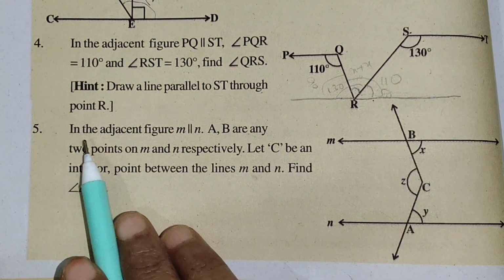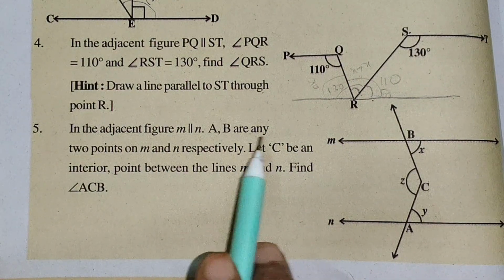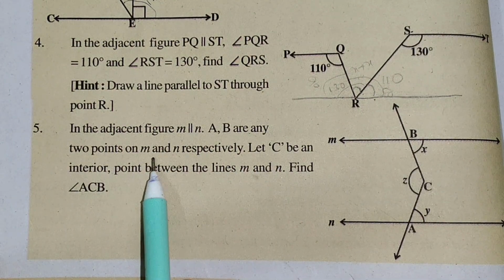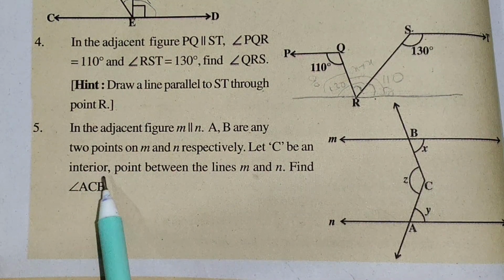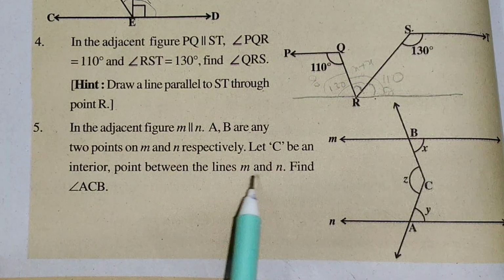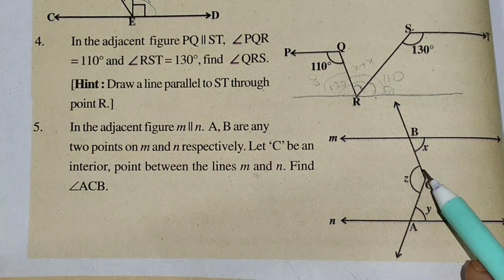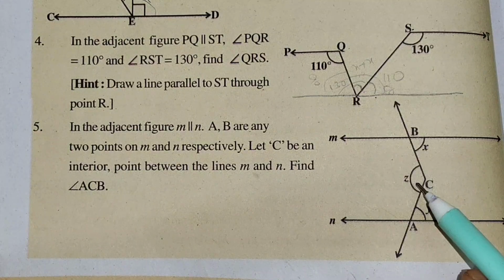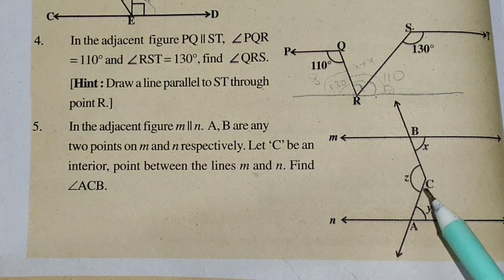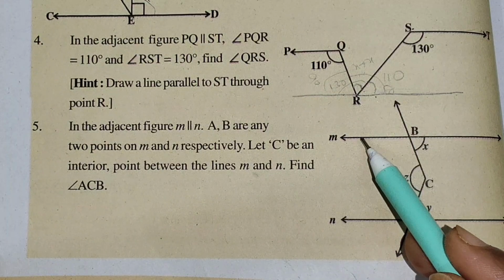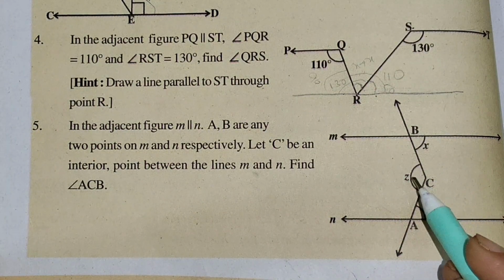Fifth question. In the adjacent figure, M is parallel to N. A, B are any 2 points on M and N respectively. Let C be an interior point between the lines M and N. Find the angle ACB. Here we find this angle Z. M, N are the parallel lines, and C is an interior point between parallel lines M and N. So here we find the angle Z.